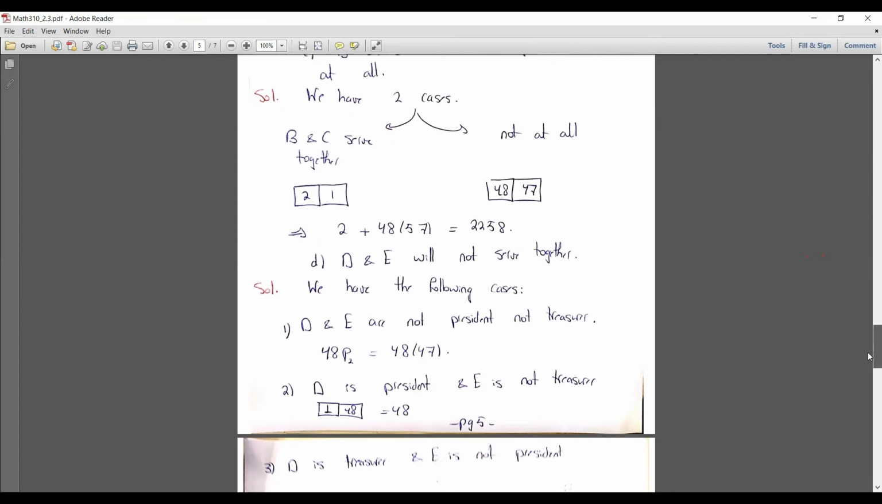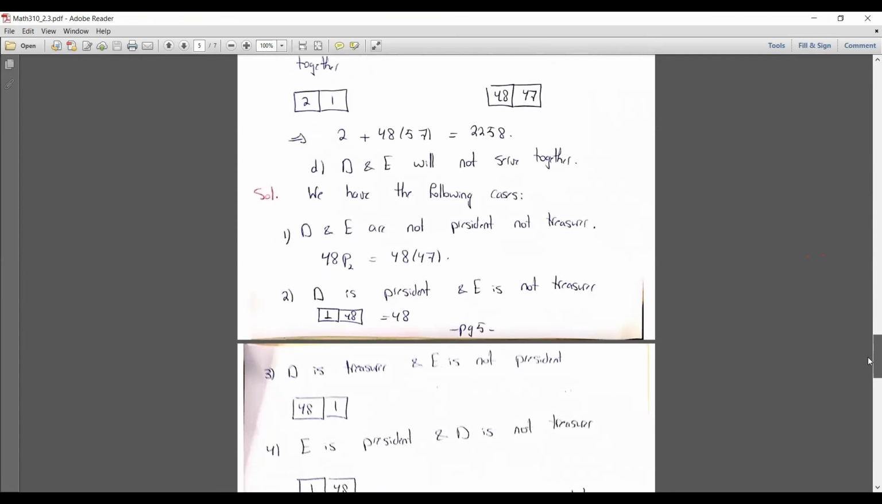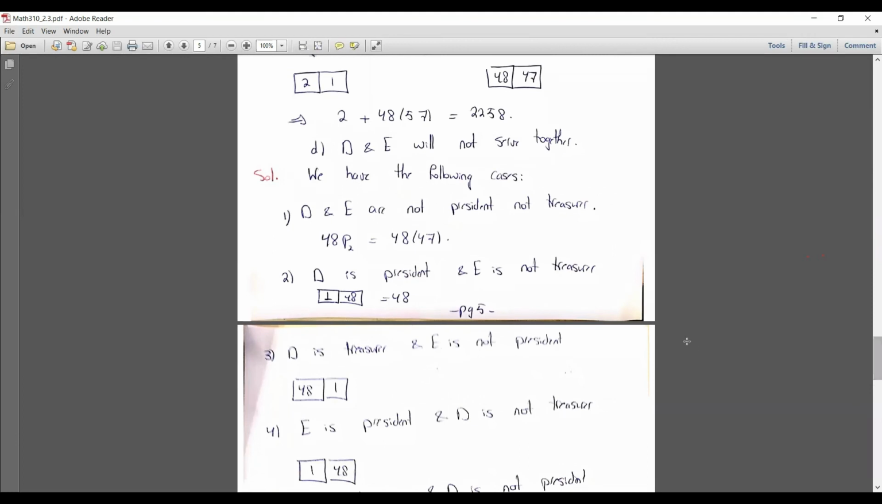Okay, guys. Now, here we have a restriction. D and E will not serve together. It means that if D is a president, E doesn't want to be a treasurer. And if E is a president, also D doesn't want to be a treasurer, and so on. Who's going to tell us now how many cases do we have?